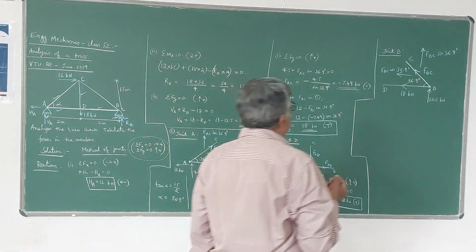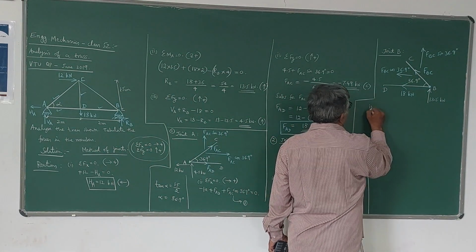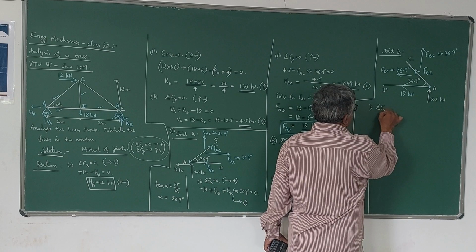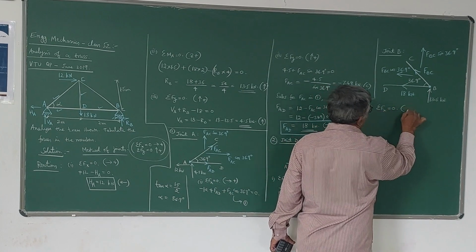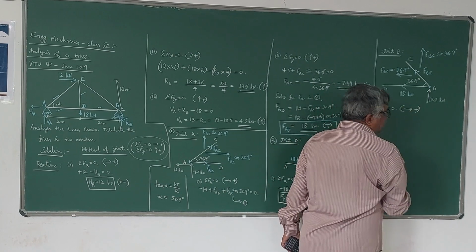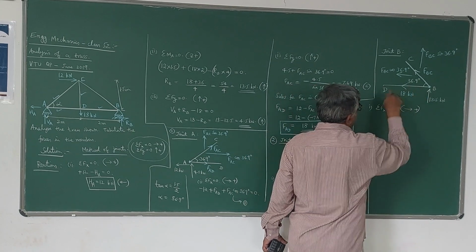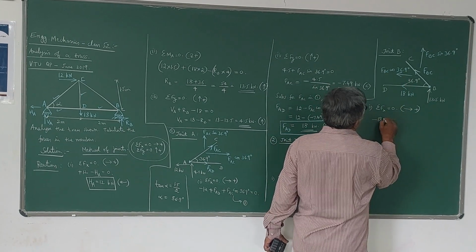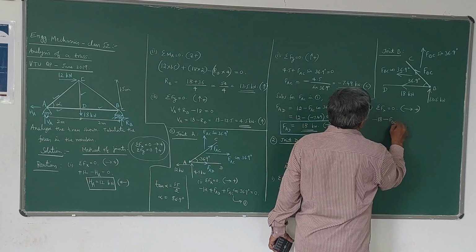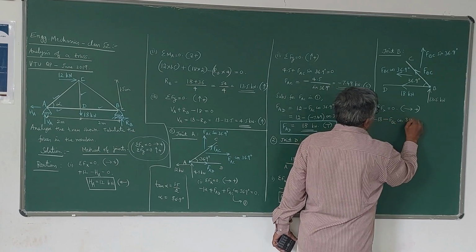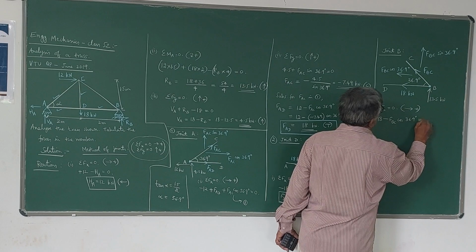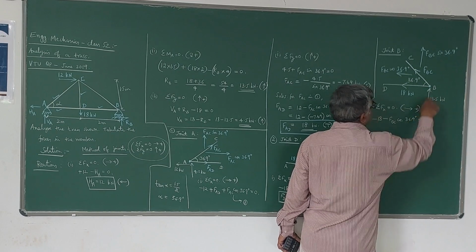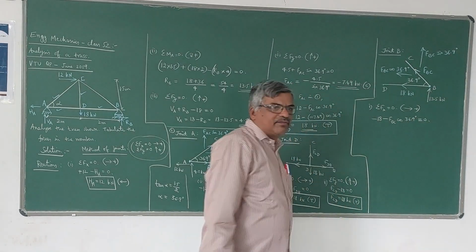We can take only one equilibrium equation. Either we can use sigma Fx = 0 or sigma Fy = 0. I will use sigma Fx = 0, towards right positive, left negative. So this is minus 18 because it is acting towards left. Then this is also minus FBC cos 36.9 degree is equal to 0. That's all. You should not consider this because I am using sigma Fx = 0.